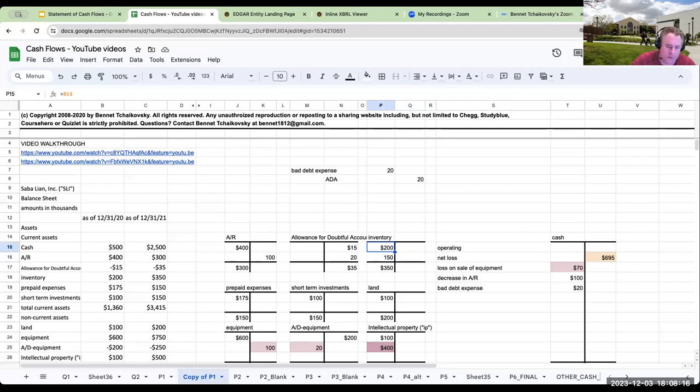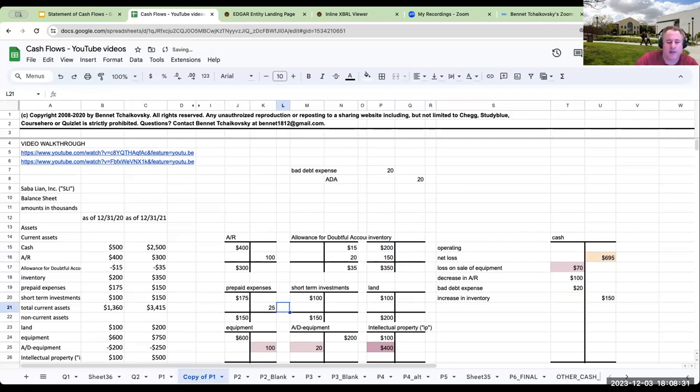Inventory went from 200 to 150. I do the opposite to cash. I'm going to credit cash over here. This is going to be an increase in inventory. Remember, I do the opposite to cash. I describe what's going on in the T account.